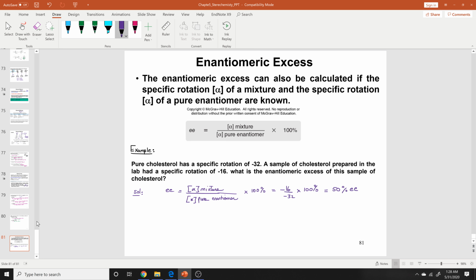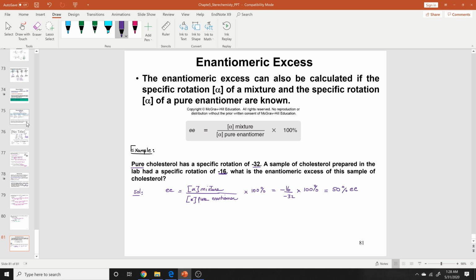Let's say pure cholesterol has a specific rotation. So I'm given negative 32 for the pure enantiomer. It says pure, negative 32. And then I'm given the optical rotation for the mixture, which is negative 16. Put them in the formula and get the enantiomeric excess.